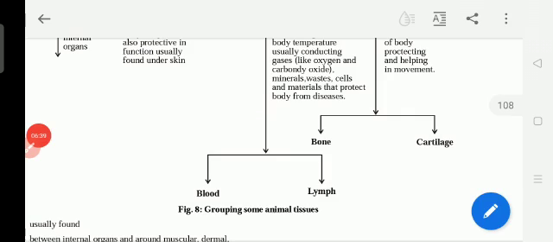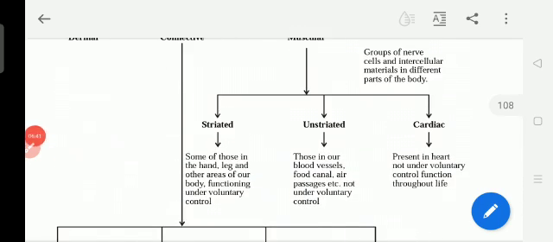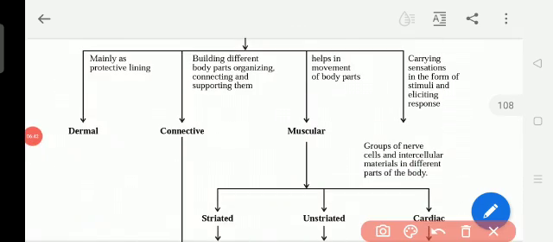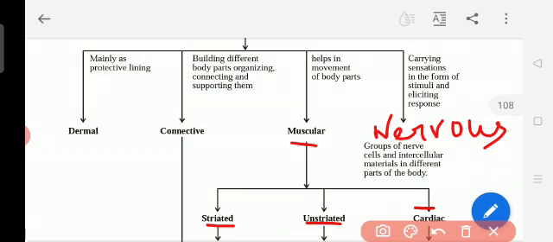Okay, and the next one we see here, in the muscular we have three types. One is striated, unstriated and cardiac. The fourth one is the nervous. Nerves only help us to know sensation. If somebody touches, we know somebody is touching us. It is because of the nerves. Groups of nerve cells and intracellular materials in different parts of the body.